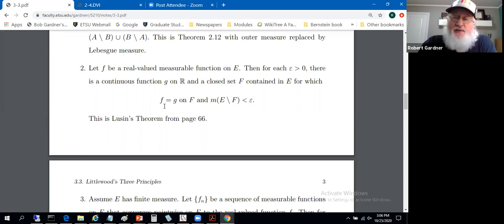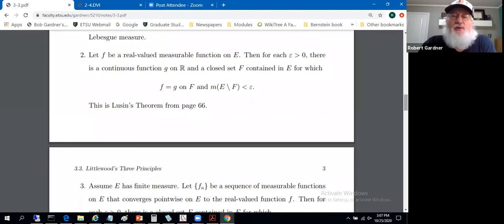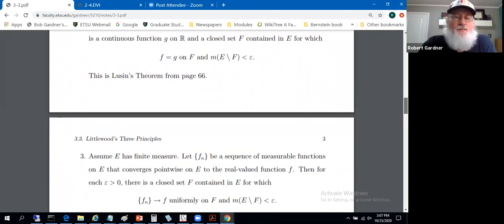Where function f is defined, that is its domain capital E, we've got function f and continuous function g equal to each other except on this set E set minus capital F, a set which can be made arbitrarily small, not 0, in measure. In other words, a real valued measurable function is nearly continuous in this sense. Littlewood's second principle we will actually prove third. We're going to prove this one using the following.